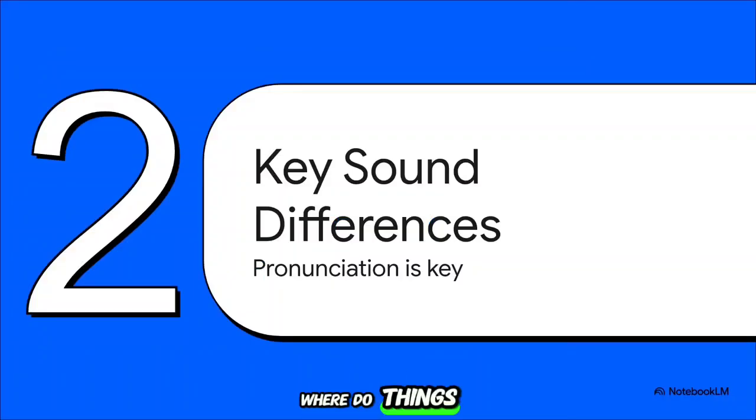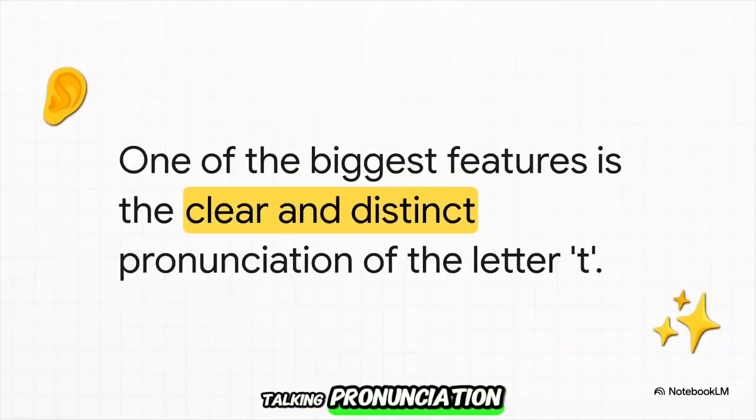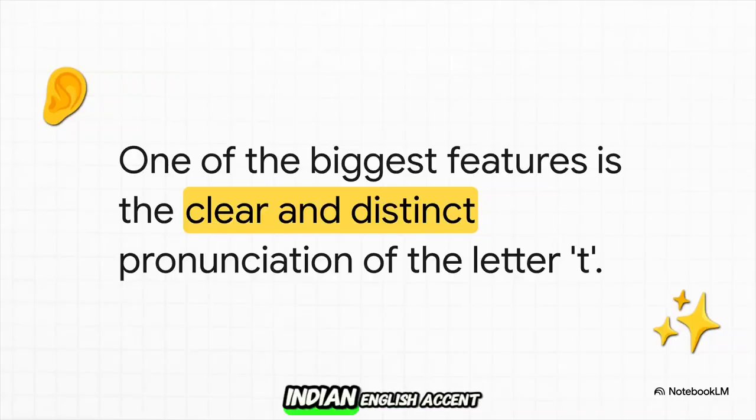So, where do things start to sound different? Well, the first and most obvious hurdle for most people is pronunciation. This is usually the first thing our ears kind of stumble over. And if we're talking pronunciation, let's zoom in on one sound that's a classic hallmark of the Indian English accent, the T sound. See, in a lot of American English, we get kind of lazy with it, we soften it, but not here. In Indian English, that T is pronounced very clearly, very distinctly.